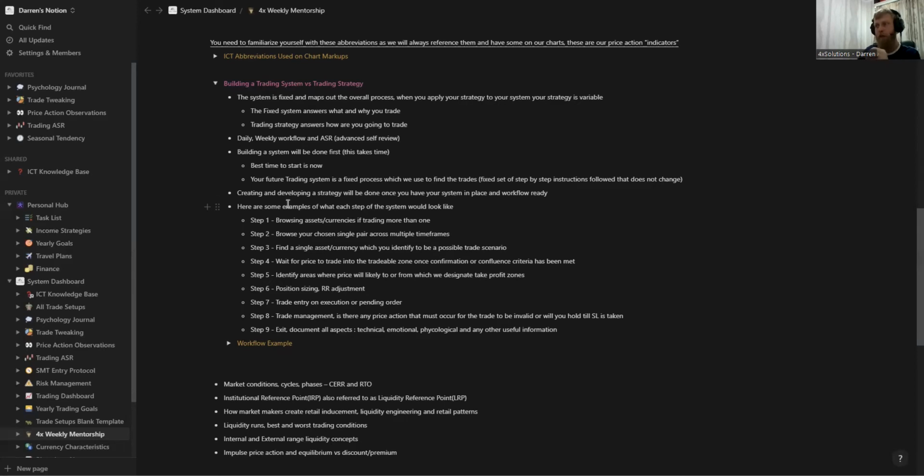Here I've created some simple to follow steps. You can copy this if you wish to, but at the end of the day, this process of how you create your system is going to be independent and different for each of us. No one can say that you have to do all 9 steps to formulate a trade as part of your strategy. It is the way in which we get to the strategy to say yes or no, I should take the trade. Creating and developing a strategy will be done once you have a system in place.